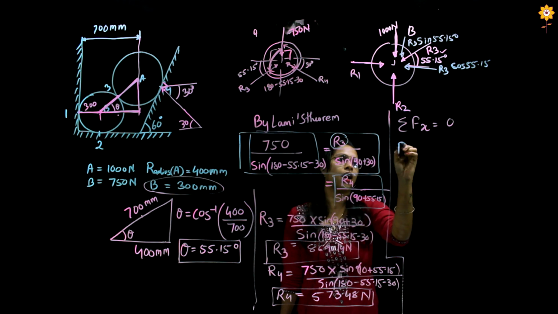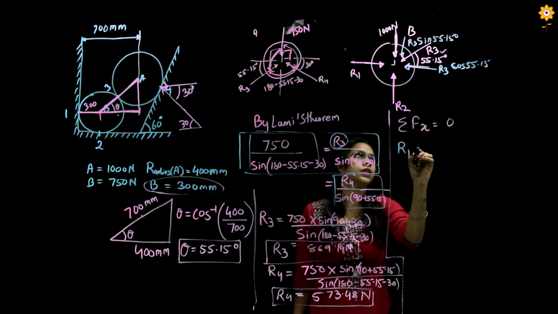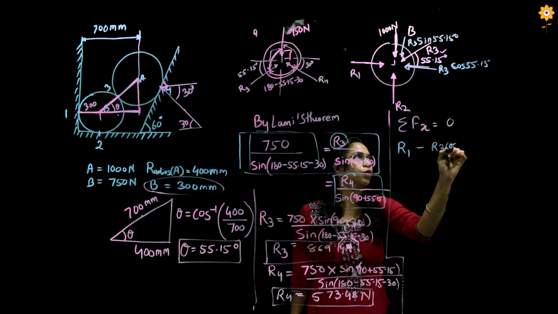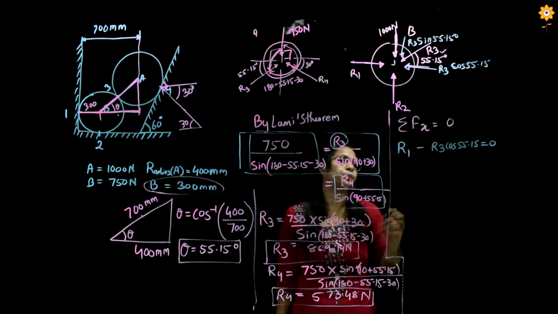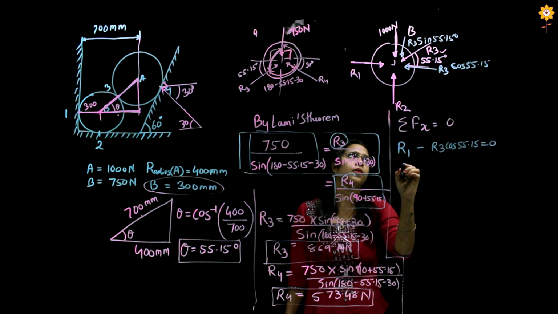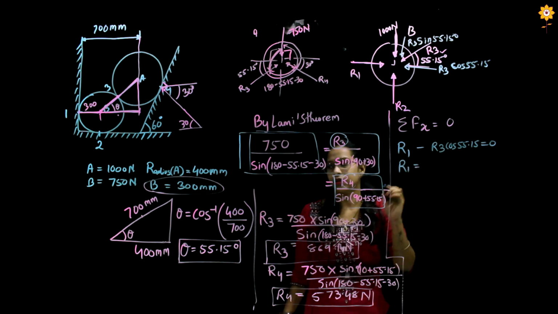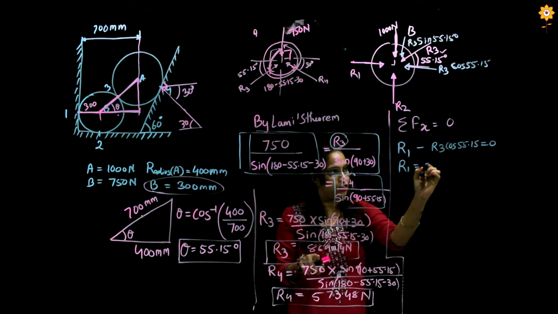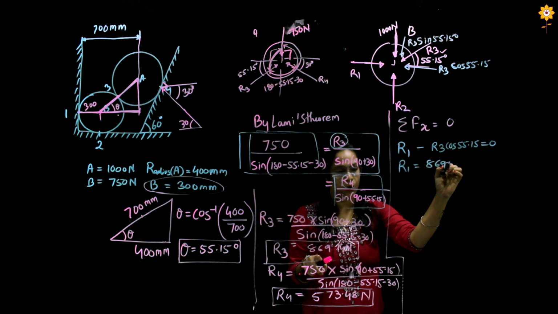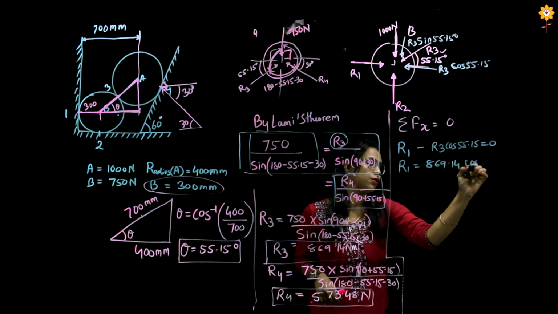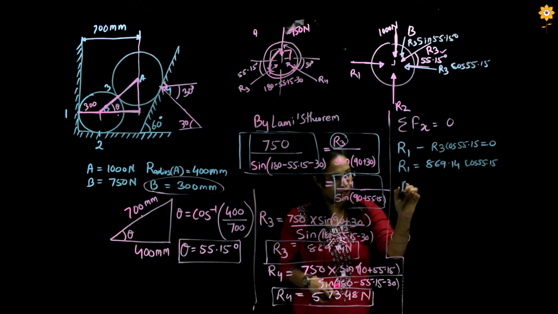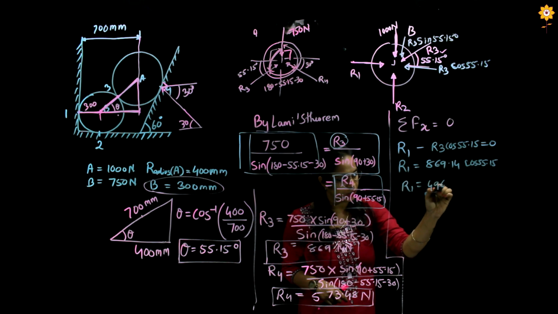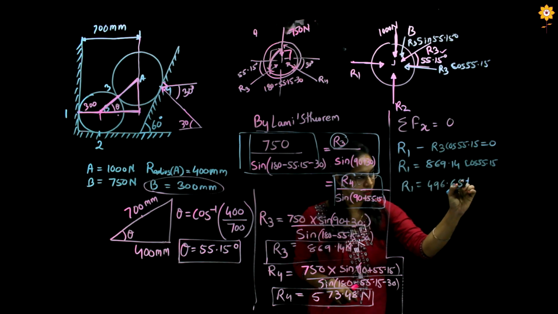Now for F of x equal to 0, we equate all the forces in the x direction to 0. So this is R1 in the positive direction minus R3 cos 55.15 equals 0. I know the value of R3, so I'll write that as 869.14 cos 55.15. If I solve this, I would get R1 equals 496.65 Newton.